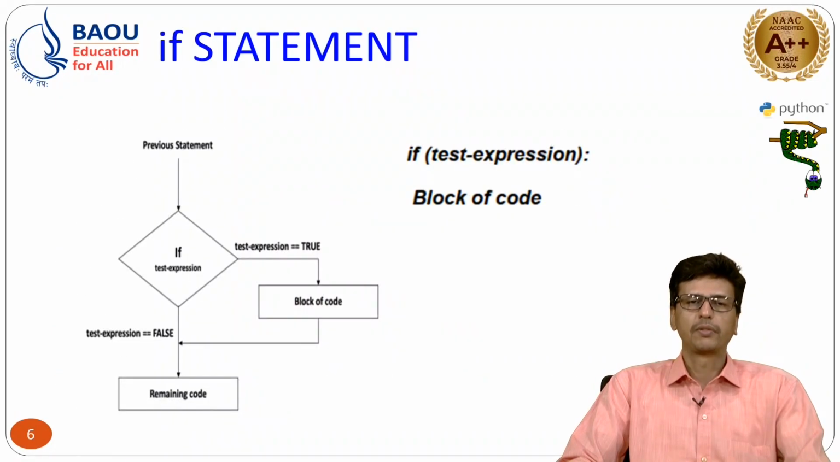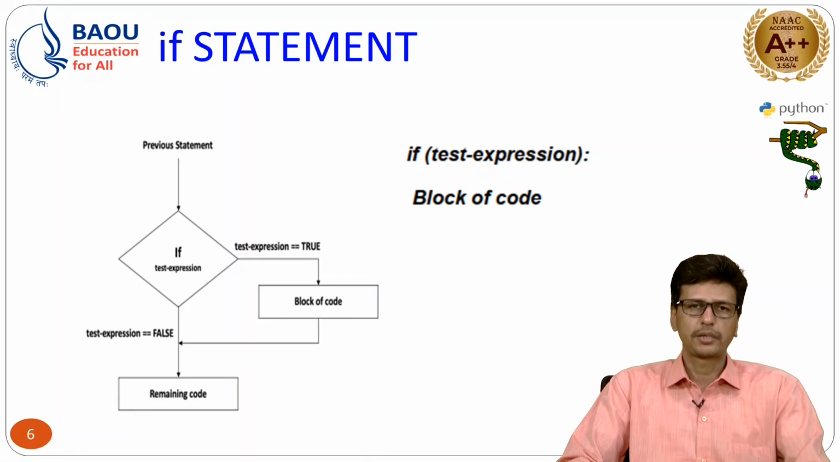Now we will start one by one. The first statement is the if statement. You can see the flow diagram on the screen. As you are already aware, the diamond symbol is used to represent the condition in the flow. When you check a condition, the result may be true or it may be false.